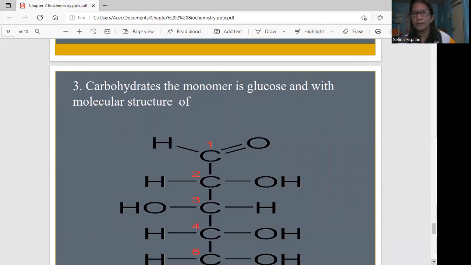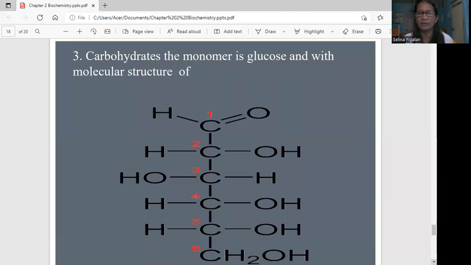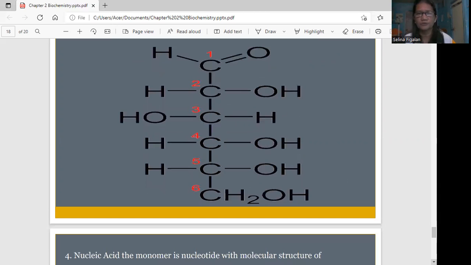So the molecular formula of your glucose is C6H12O6. C6 means it is made up of 6 carbons, so there are 6 here. C6H12: there are 12 hydrogens. And C6H12O6: there are 6 oxygens. So that is its molecular structure. If you look, carbohydrates are made up of carbon, hydrogen, and oxygen.